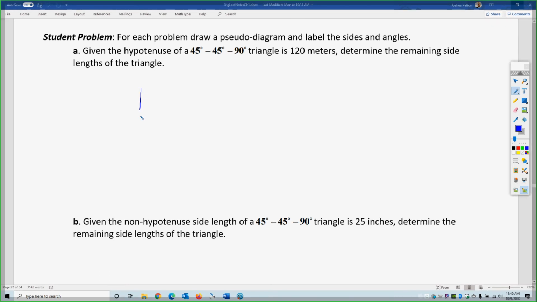Okay, so we'll try 45, 45. So 45, 45, 90. And we were given the hypotenuse is 120 meters, which means the legs are shorter by a factor of root 2. I'm sorry, root 2. And they are still meters. Okay? Alright, so try the next student problem.